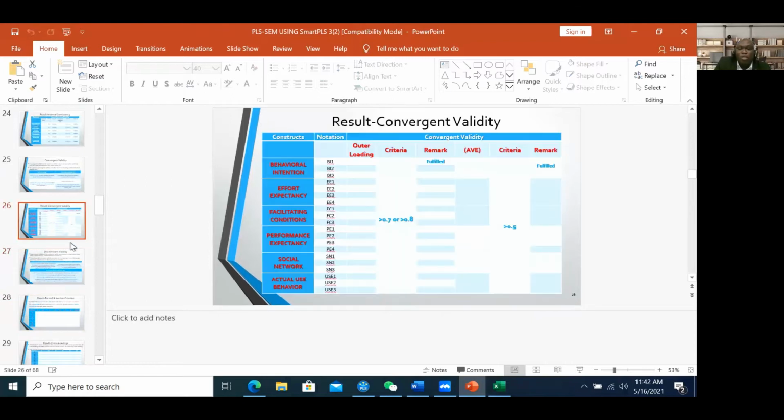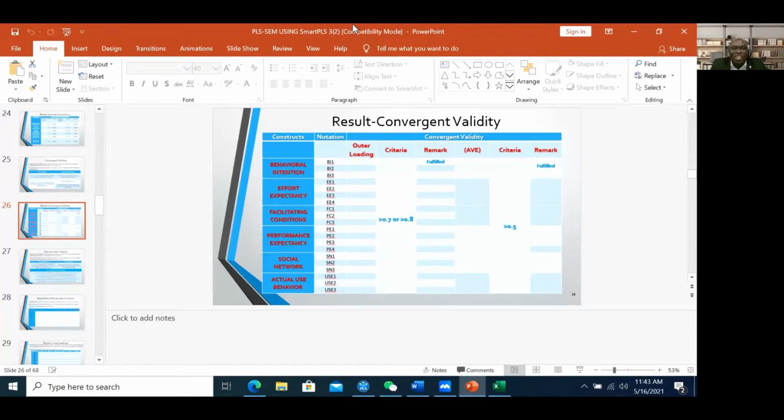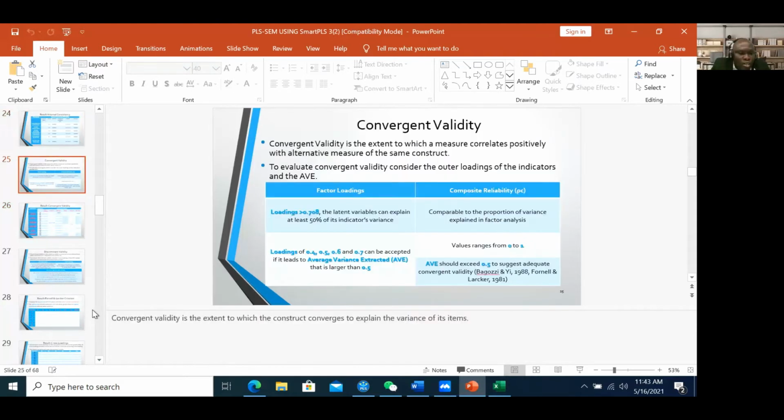Any questions so far? Any questions? All right. I presume there are no questions. So, okay. So let's go on. So the next thing we are looking at, as I said earlier, is what we call the discriminant validity.